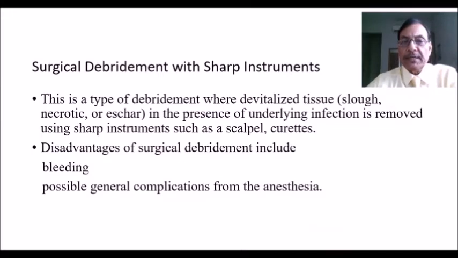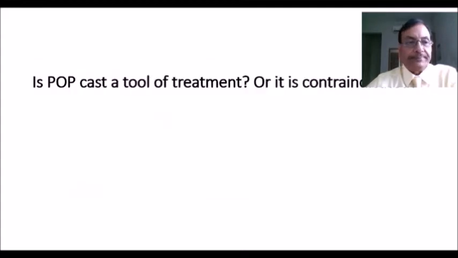There can be surgical debridement with sharp instruments, done by surgeons. In this type of debridement, the devitalized tissue, slough, necrotic tissue or eschar, in the presence of underlying infection, is removed using sharp instruments such as a scalpel or curettes. Disadvantages include bleeding, or certain complications from the anesthesia.